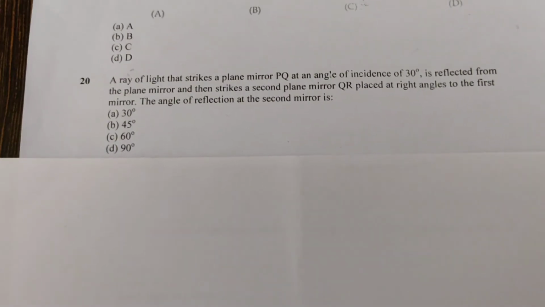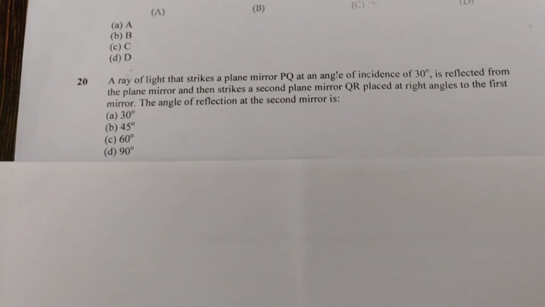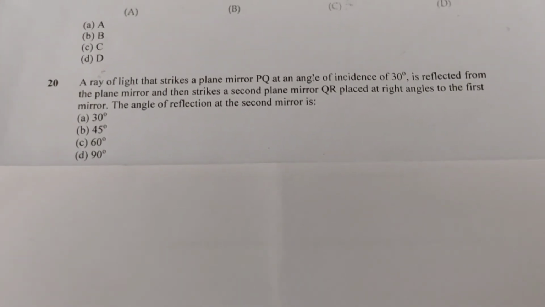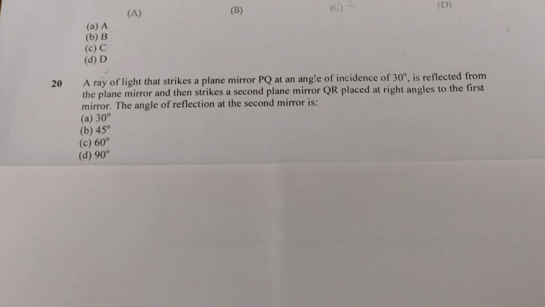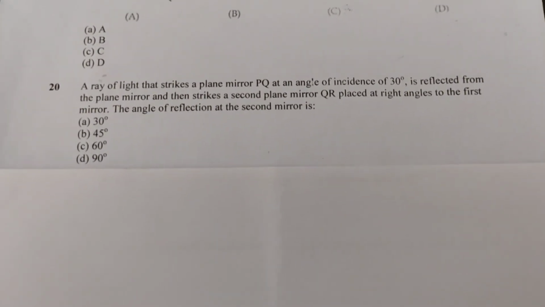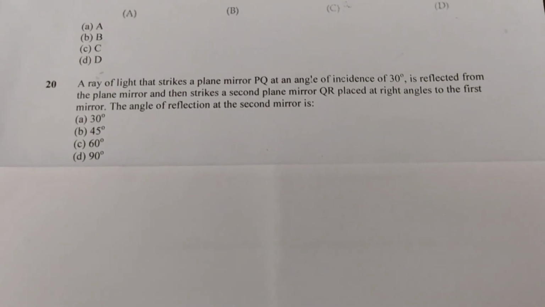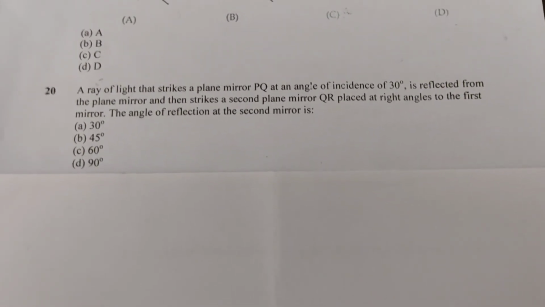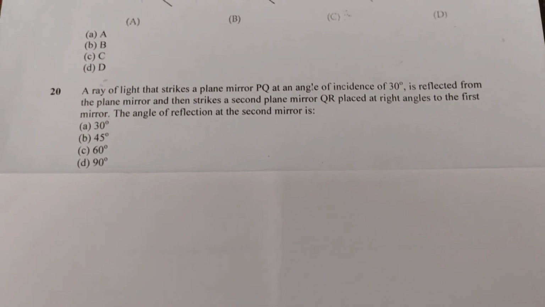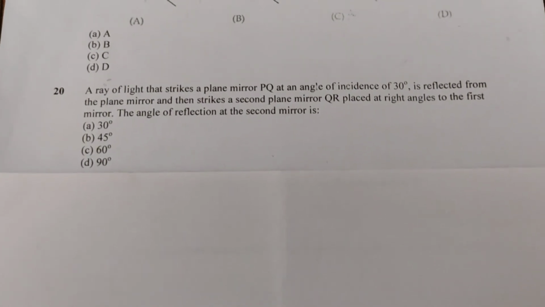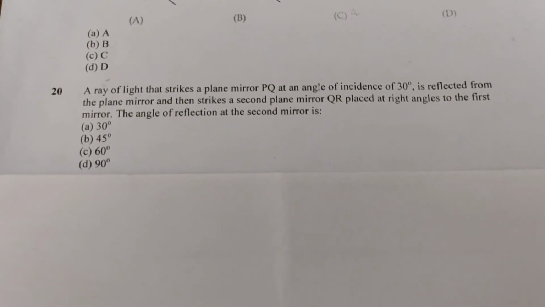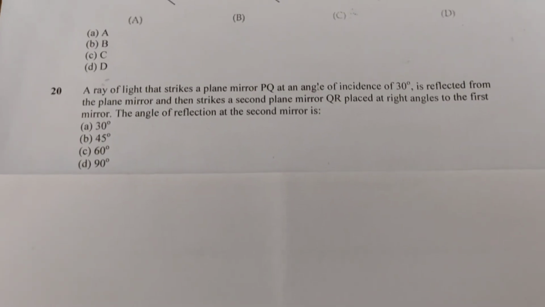A ray of light strikes a plane mirror PQ at an angle of incidence of 30 degrees. So the angle of incidence for the first plane mirror and this first ray is 30 degrees. It is reflected from the plane mirror and then strikes a second plane mirror QR, which is placed at right angles to the first mirror. What you have to find out is the angle of reflection at the second mirror. There are four options given, 30 degrees, 45 degrees, 60 degrees and 90 degrees.